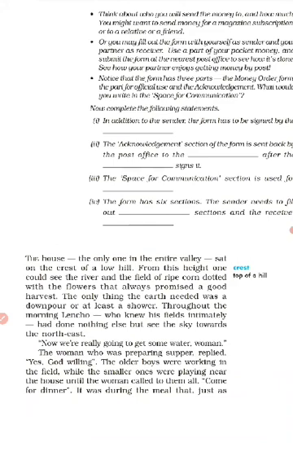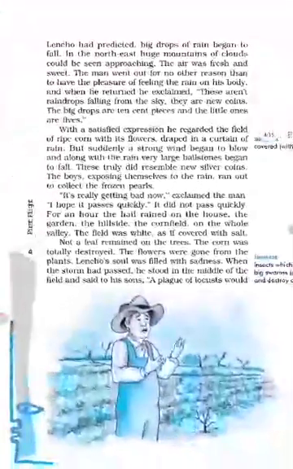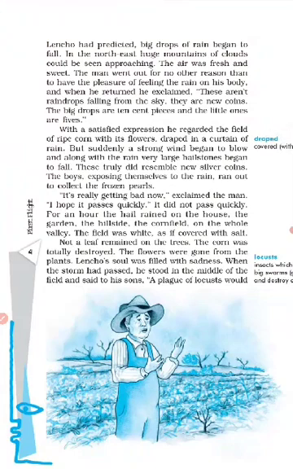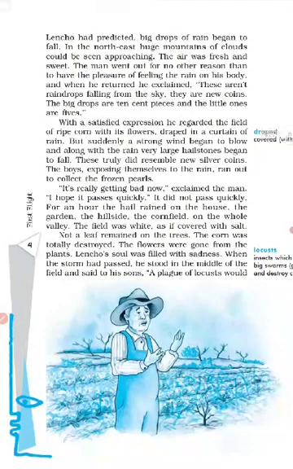It was during the meal that just as Lencho had predicted, big drops. Now, what did Lencho feel? The big drops of rain began to fall. At that time, the big drops of rain began to fall. In the northeast, huge mountains of clouds could be seen approaching. It is very near, it is approaching.